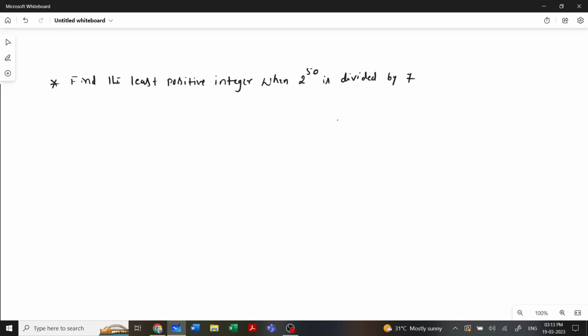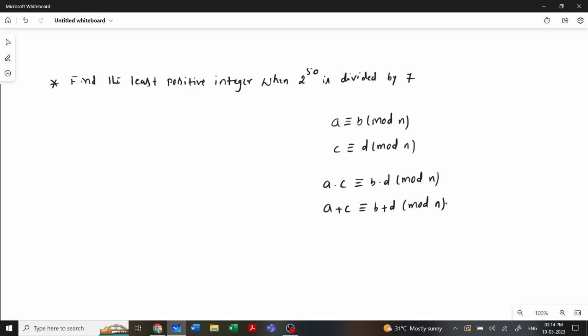The theorem statement is: if A is congruent to B in mod n and C is congruent to D in mod n, then A into C is congruent to B into D in mod n, that is, a product, as well as the sum or difference, A plus C is congruent to B plus D in mod n. So this is one theorem that we will use to solve this problem.